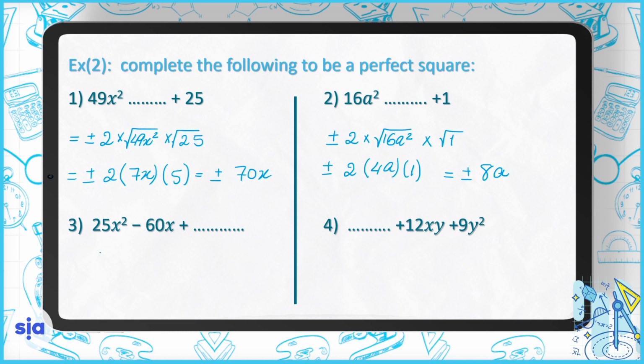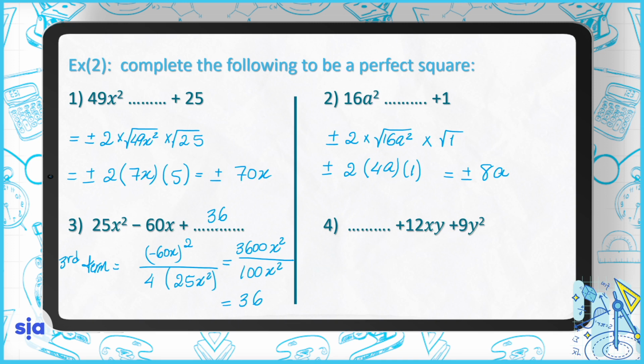For question 3 here, it's looking for the third term. To find the third term, it is the middle term squared divided by 4, and it's always 4, multiplied by the first term. So if you do your calculations, it's 3600 x squared divided by 100 x squared. So in this case, the third term is 36.